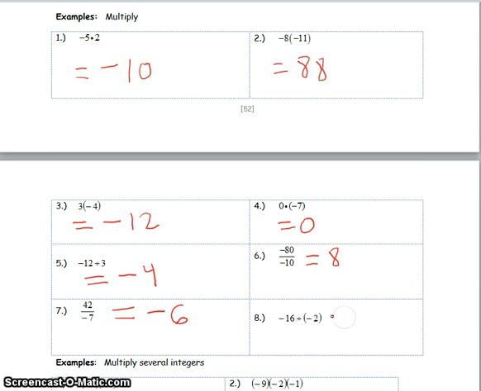Now number 8. We have a negative 16 divided by a negative 2. A negative divided by a negative is positive, and 16 divided by 2 is 8.